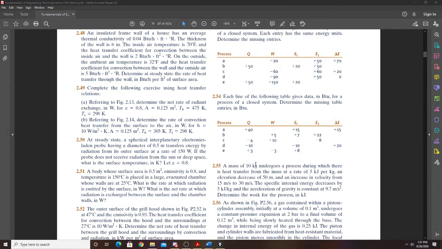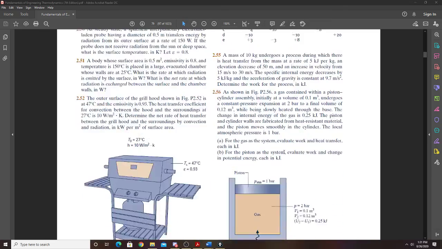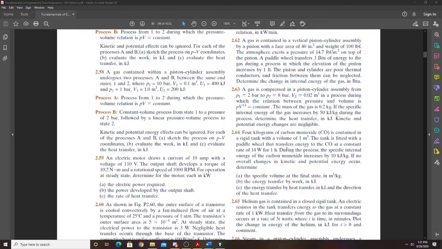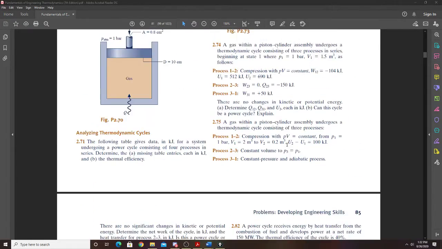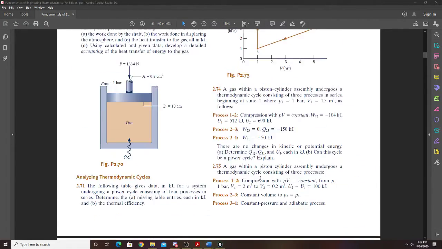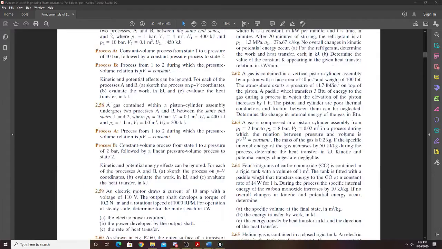Okay, this is what we're gonna do. We're going to solve one of these questions that you see on your homework. And then we might have time to do a power cycle, refrigeration cycle question.